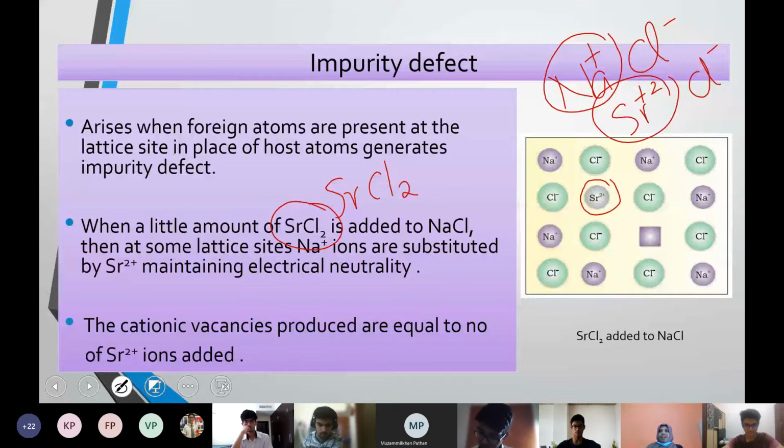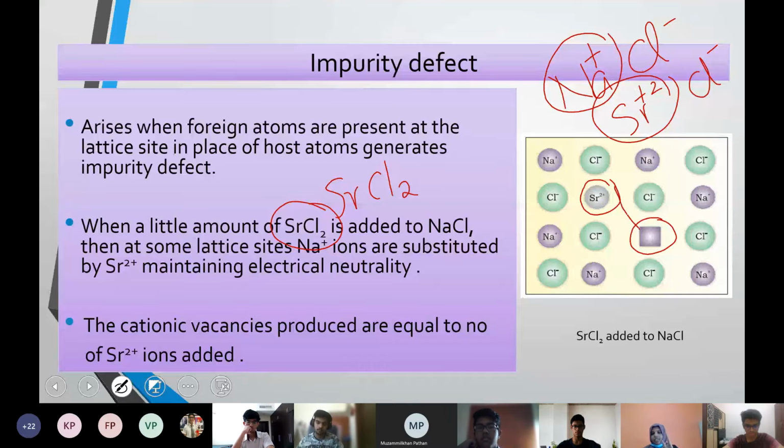We know that ionic compounds, even though they have positive and negative ions, are considered to be neutral because an equal number of positive and negative ions are there. So ionic compounds, even though they contain positive and negative ions, are always neutral. In order to maintain that electrical neutrality, 2 sodium ions are replaced with 1 strontium, because 2 positive Na are removed so that 1 Sr2 plus is obtained. So these two were the places of Na plus, and 2 vacancies were created.